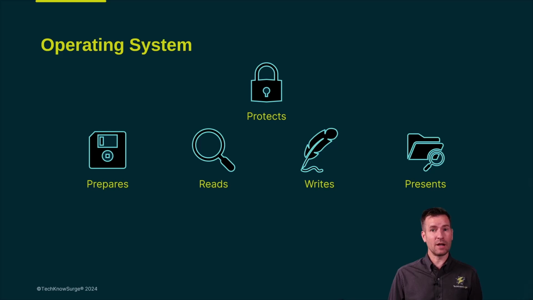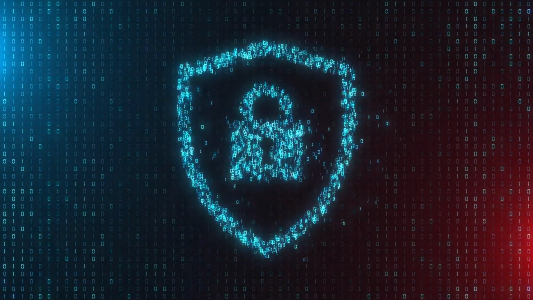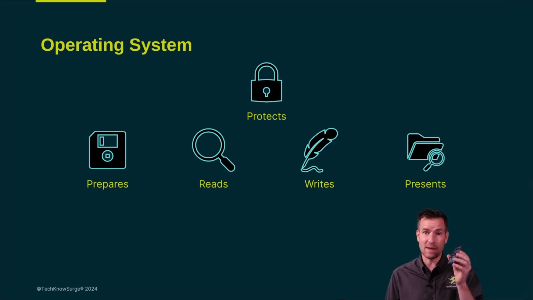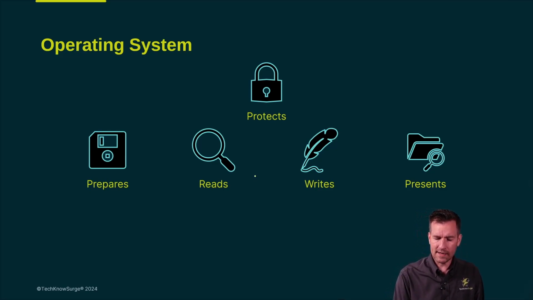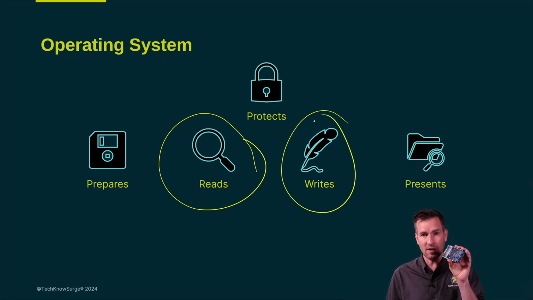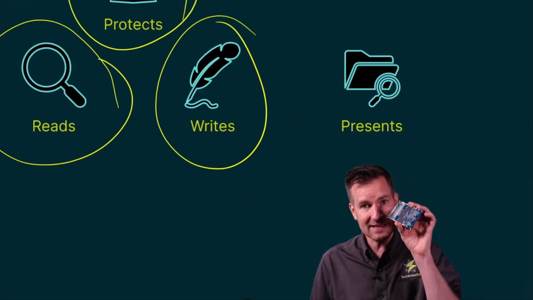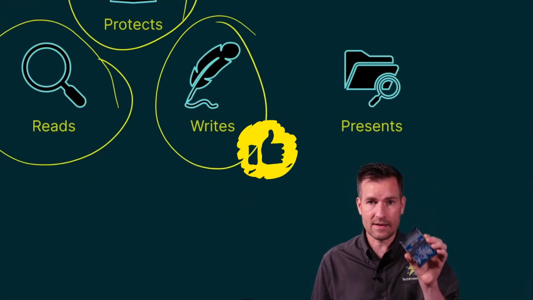Another thing that your operating system is capable of doing is protecting the data on your device. That is, we don't want anybody just to be able to get onto our device and read all of our personal stuff or be able to change the stuff that we have on it. And so there's this additional protection where it protects the data that's stored on these devices.